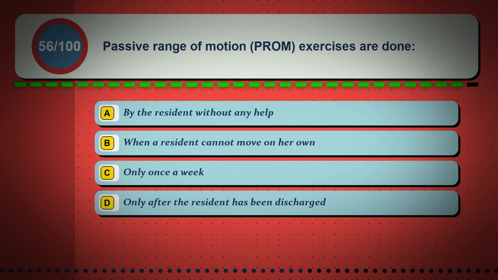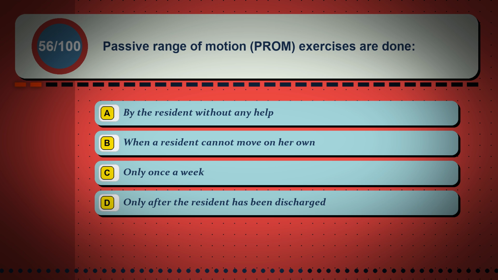Question 56. Passive range of motion, PROM, exercises are done. Option A. By the resident without any help. Option B. When a resident cannot move on her own. Option C. Only once a week. Option D. Only after the resident has been discharged.